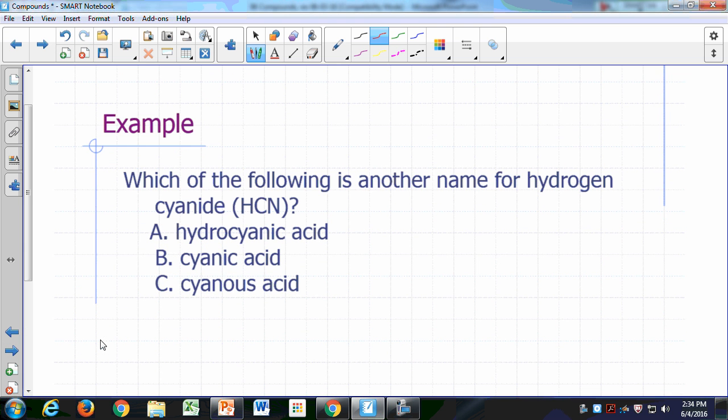Which of these would be another name for hydrogen cyanide? The ending is ide, so you need an ic acid. So it's not an ous acid, but it's ide, so there's a hydro in front. So this is hydrocyanic acid.